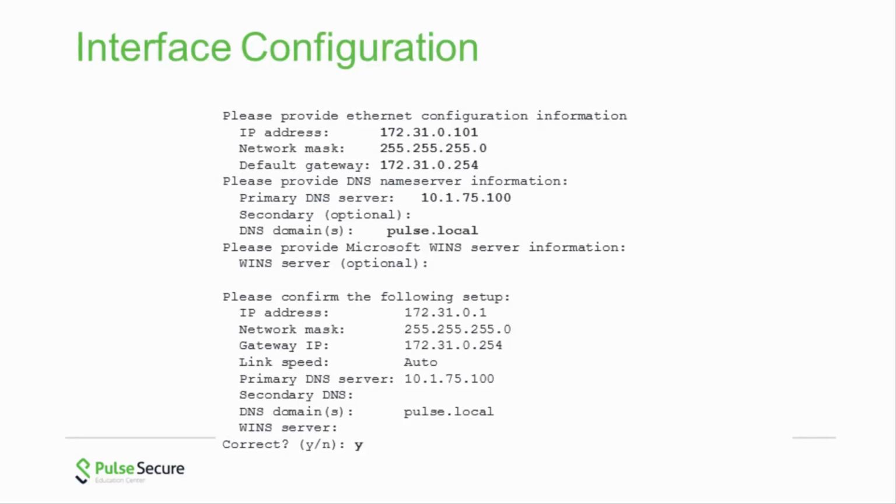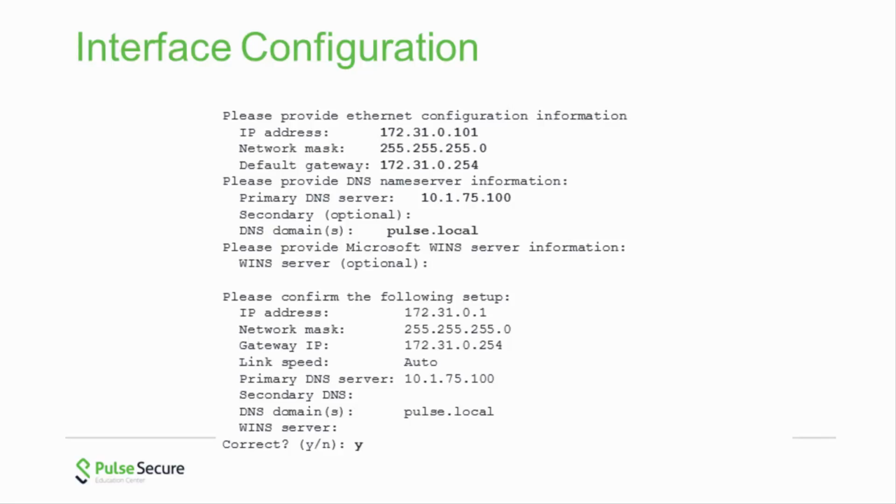Pulse Connect Secure assigns your configured IP address to the internal interface, where you use it to access the web-based admin UI. The system prompts you for the following parameters: IP address, network mask in dotted decimal format, default gateway, primary domain name system or DNS server, secondary DNS server. This parameter is optional and you can specify it later if needed.